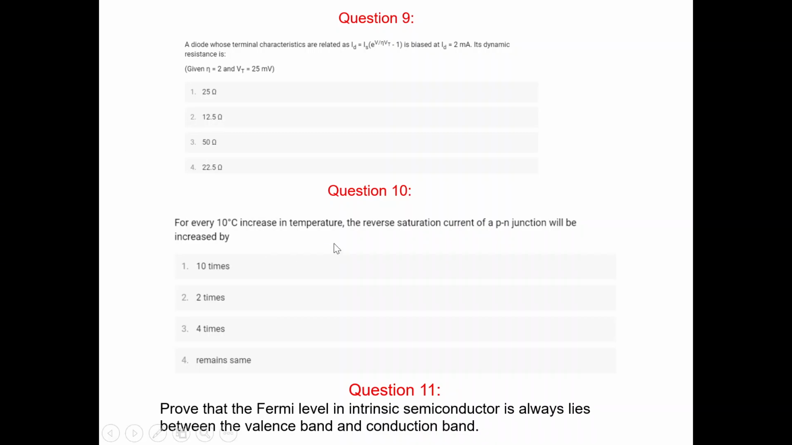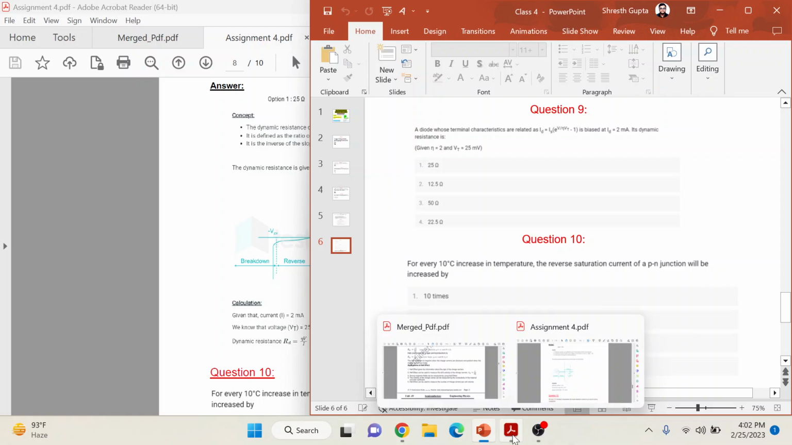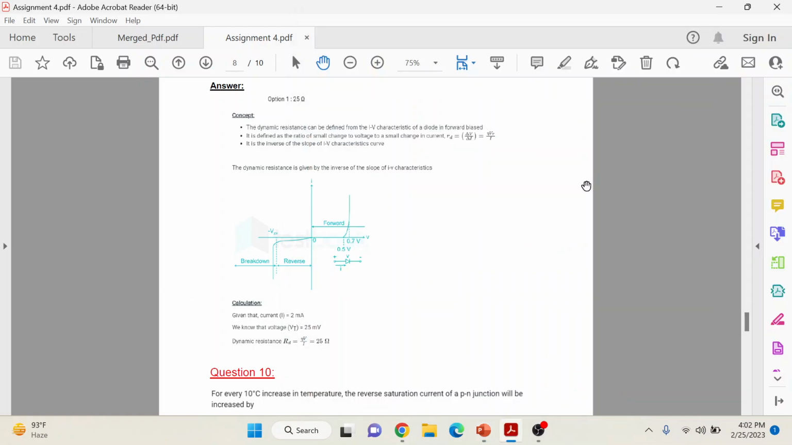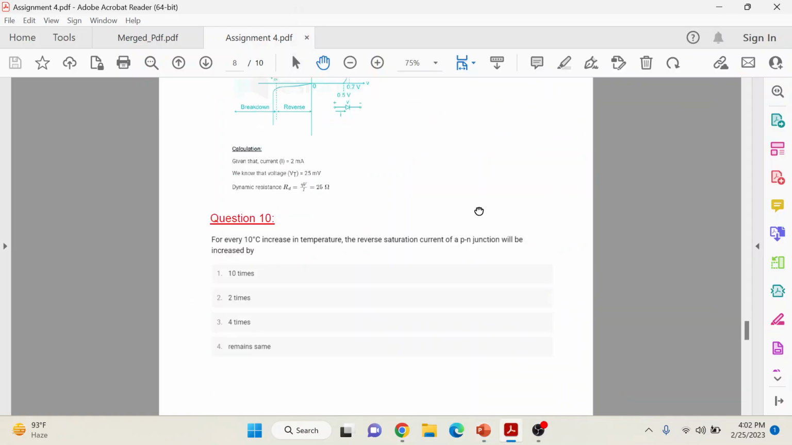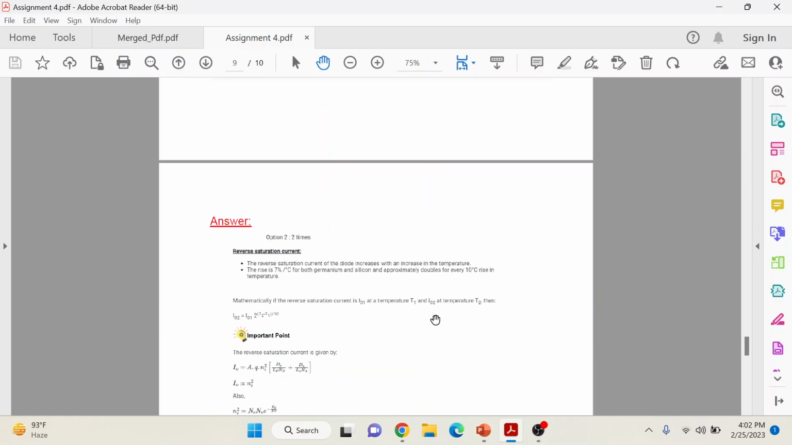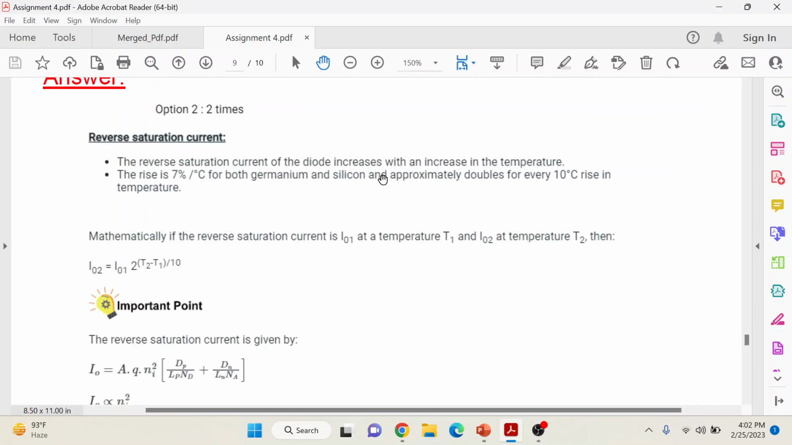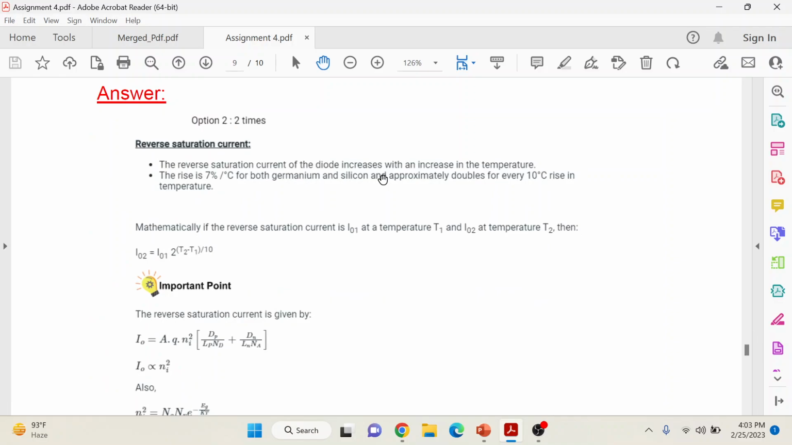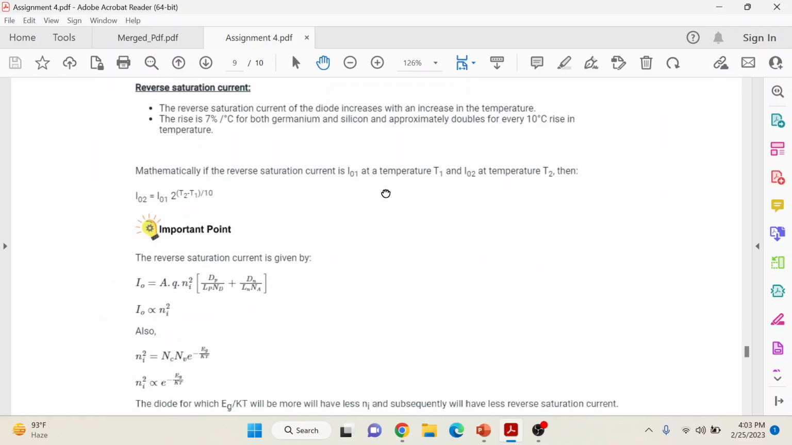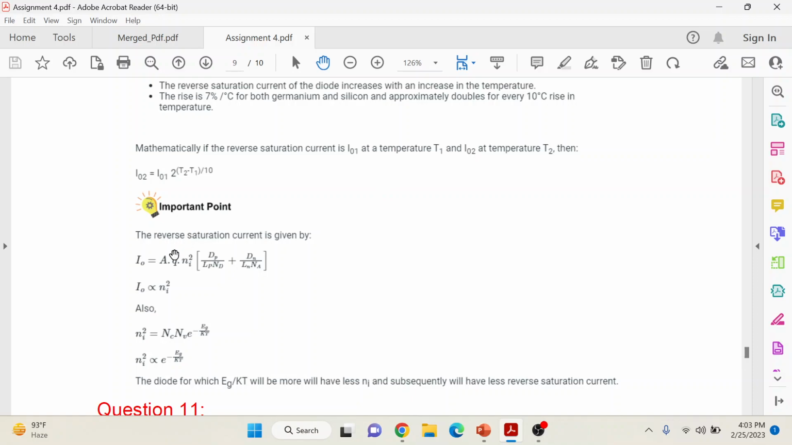Okay, so let's see. Since it has this relation, the answer is 2 times, right. I have taken this question from a website. If you see this equation, I naught equals A q NI square times some terms. If you omit those, I naught is directly proportional to NI square, and NI square is equal to NC NV e raised to minus EC by kT.